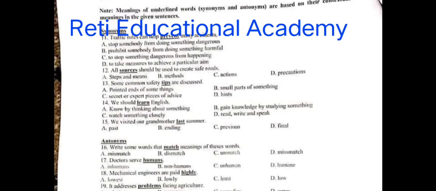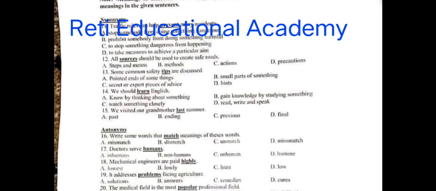Question number 14. We should learn English. A. Know by thinking about something. B. Gain knowledge by studying something. C. Watch something closely. D. Read, write and speak. And the correct answer is B, gain knowledge by studying something.